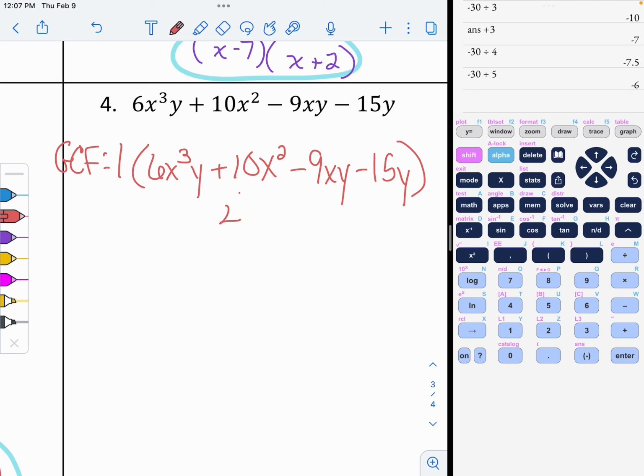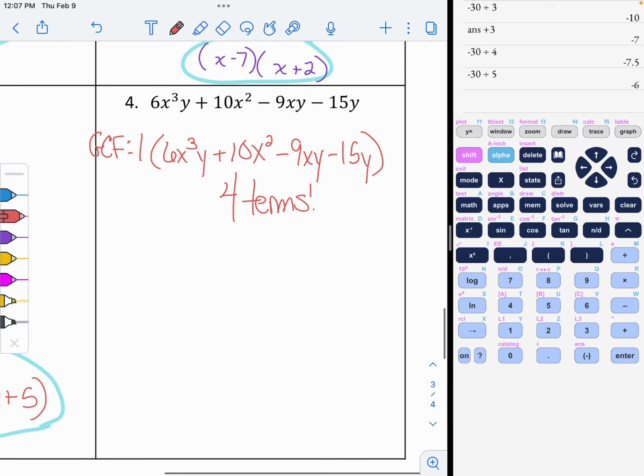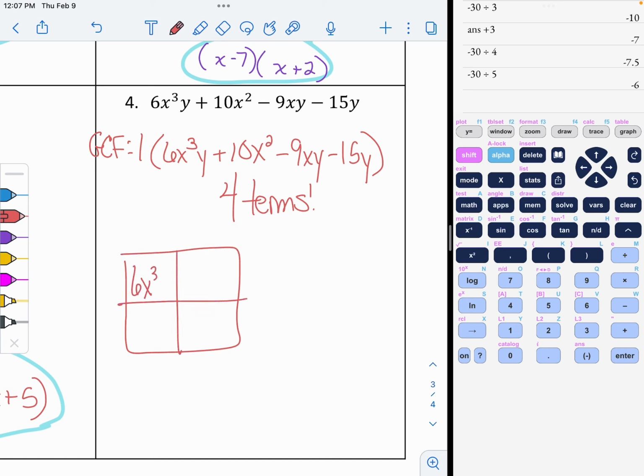So this is 4 terms. Did you guys notice that? By the way, 4 terms need to be checked once we're done. So go straight to the box with 4 terms. 6x^3y and negative 15y. So the first and the last go where we always put them. 10x^2 and negative 9xy can go, either one of those boxes could get filled with them.